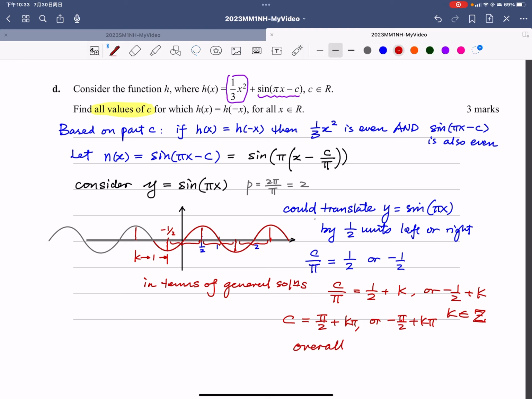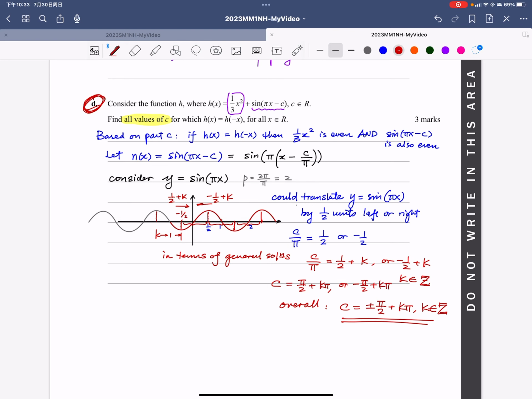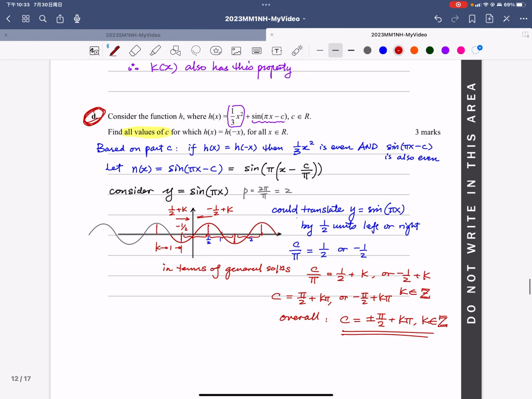Overall, c equals plus or minus half pi plus k pi, and it encompasses all the possible answers. It's just a horizontal shift to the right by half plus k units, or minus half plus k units. So that should cover all the solutions. Now, this is an interesting question. You may want to use another algebraic way to verify your finding, but I think a graphical approach will be more transparent.